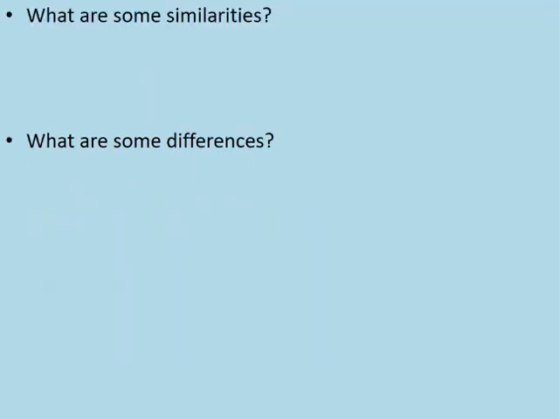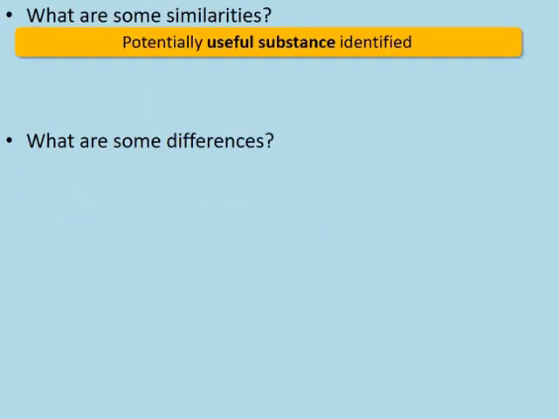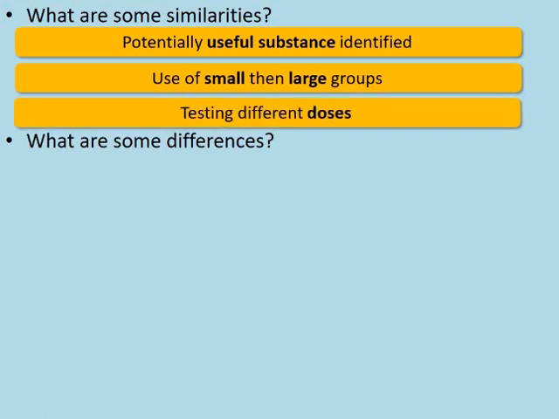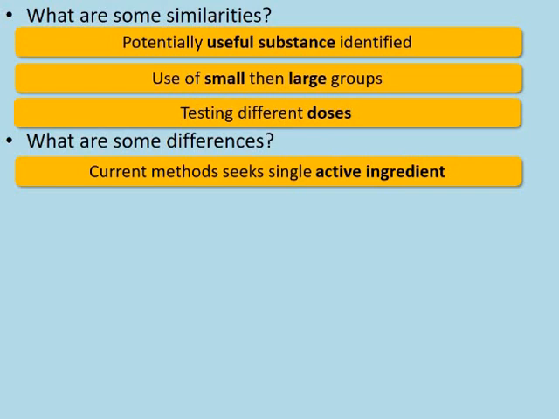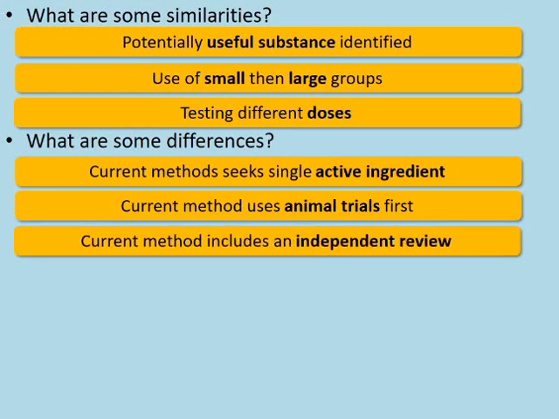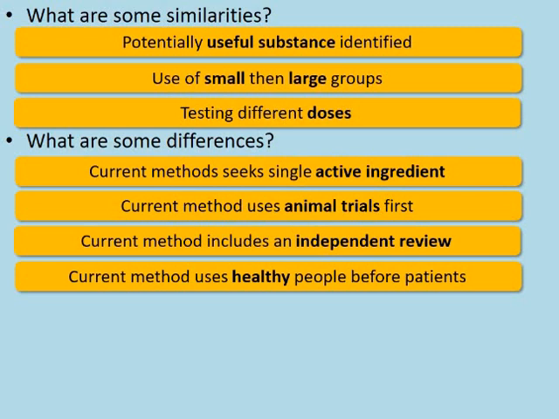Let's start with some similarities. In both pathways, you are starting with a potentially useful substance, and then we're going to small groups, and then scaling up to larger groups. And both William Withering and us today will try out different dosages to make sure that we find the most effective one. However, there's a lot of differences. For the beginning part, William Withering would just use the extract while we try to refine a single active ingredient. We use animal trials first, and then we review data an awful lot more, and then we also test on healthy people who have volunteered before patients.